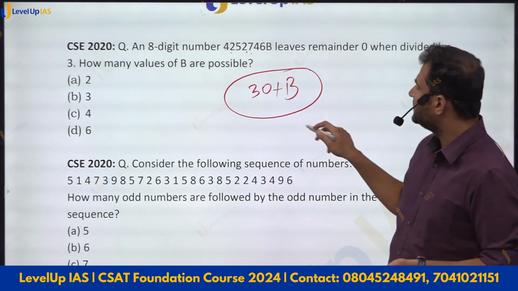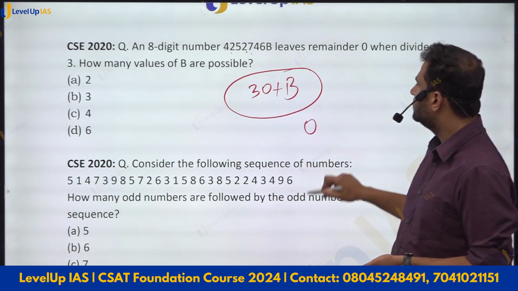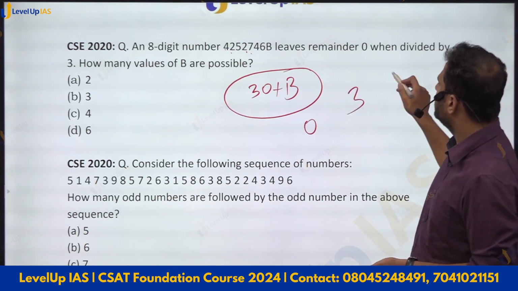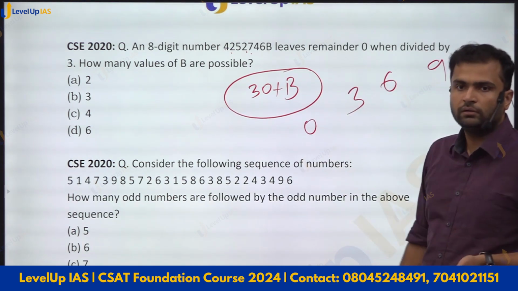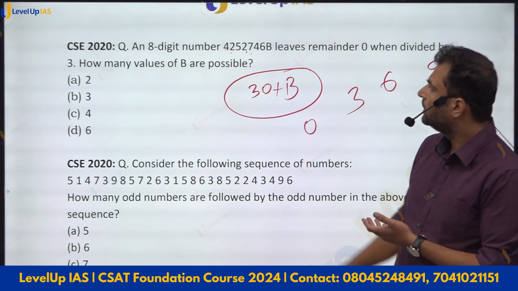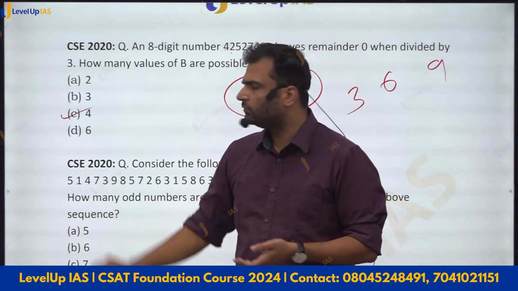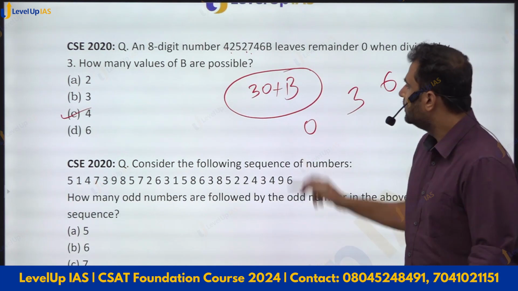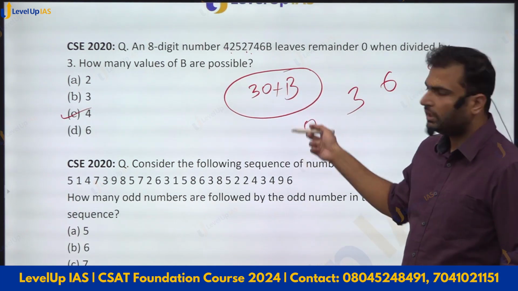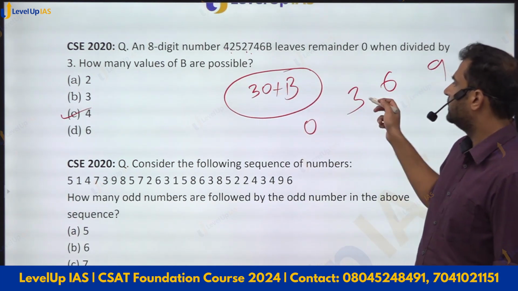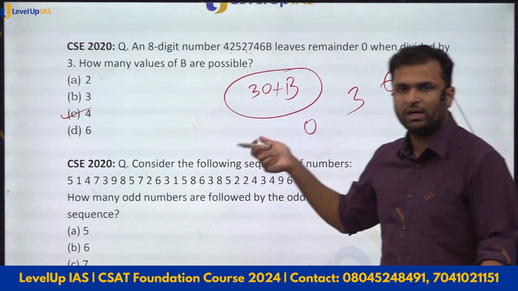is a single digit, right? So B can be 0, B can be 3, or B can be 6, or B can be 9. There are 4 options. How many values of B are possible? 4 values of B are possible. Simple. If B is 0, then we will have 30. If B is 3, 33, 36 or 39, all of them are divisible by 3.